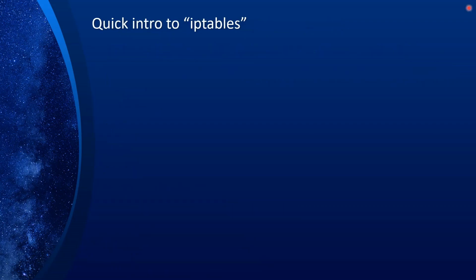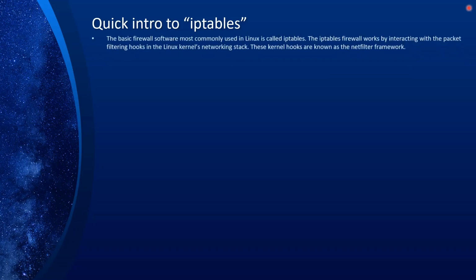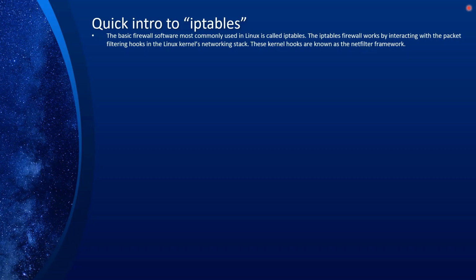Now that we learned a little bit about services that Kubernetes offers, let's talk about iptables, because I mentioned iptables quite a few times when we were talking about the packets and routing. So iptables, we can think of it as the Linux firewall system. This firewall system interacts with the packet filtering hooks in the Linux kernel's networking stack. These kernel hooks are known as the Netfilter framework.